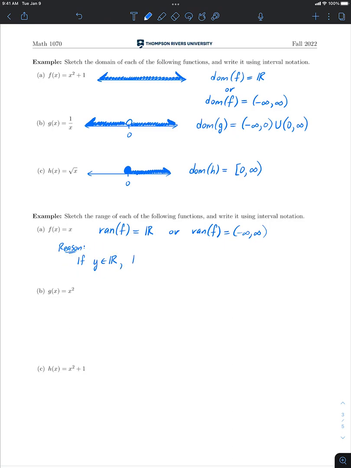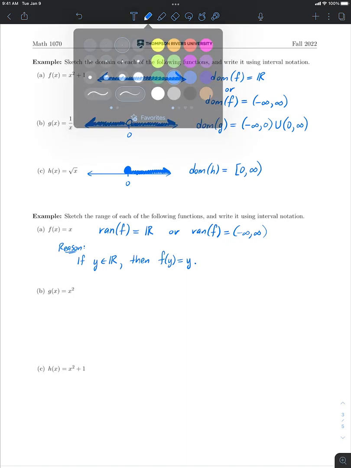Well, just plug that same value in to f, right? F of y. What is f of y? Well, what does the function f do? You plug in a value and it just gives you back that same value. So f of y is just going to be y. And look, there you go. Here's y. It showed up as an output value, right? So there you go. That's the justification, right? There's not much to say. How about the next one?